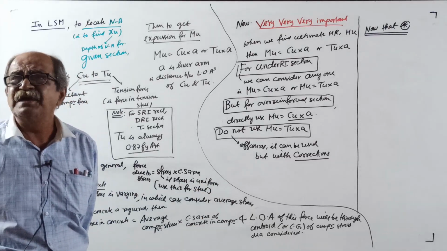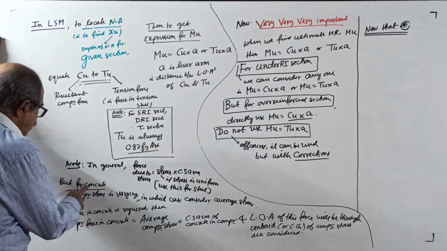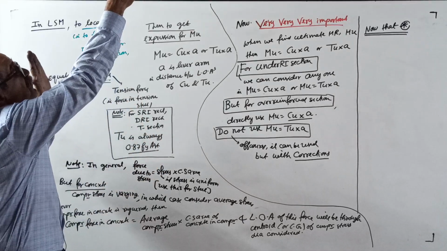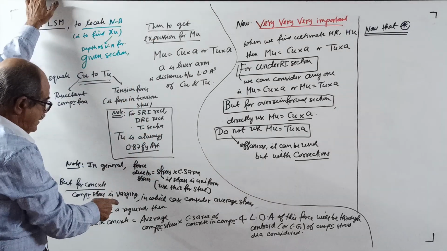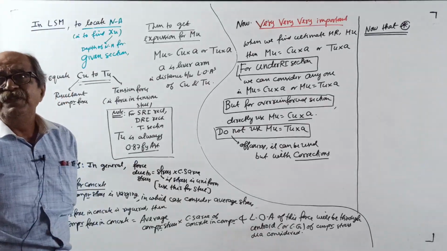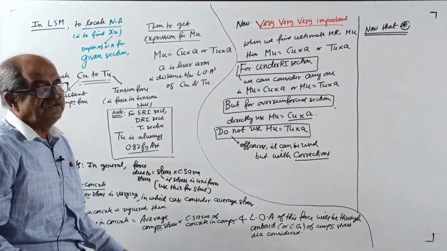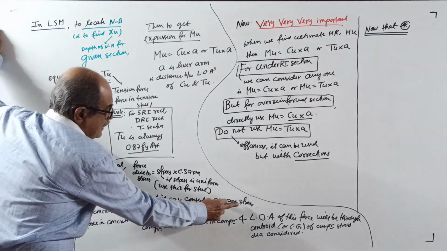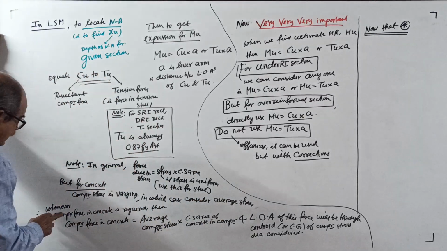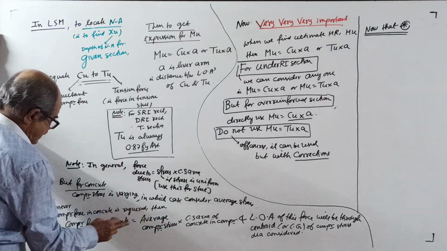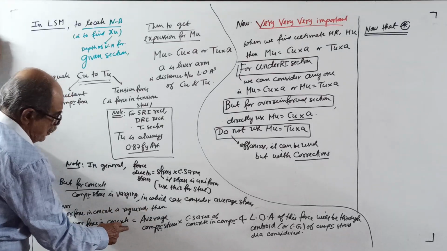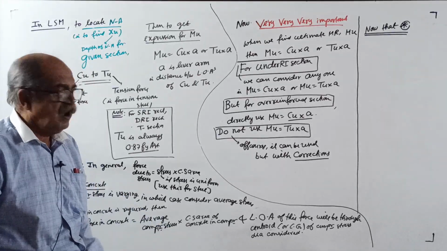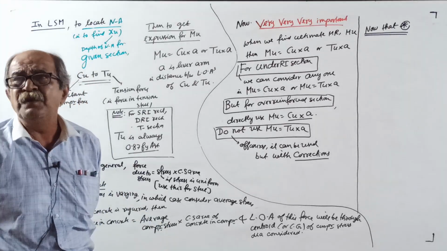For AST or ASC both. But for concrete, compressive stress is varying. You know it, it comes this way and this way. So it is not constant. When the stress is varying, as I told in the working stress method, you have to consider average stress. So whenever compressive force in concrete is required, compressive force in concrete equals average compressive stress in concrete into cross-sectional area of concrete in compression.